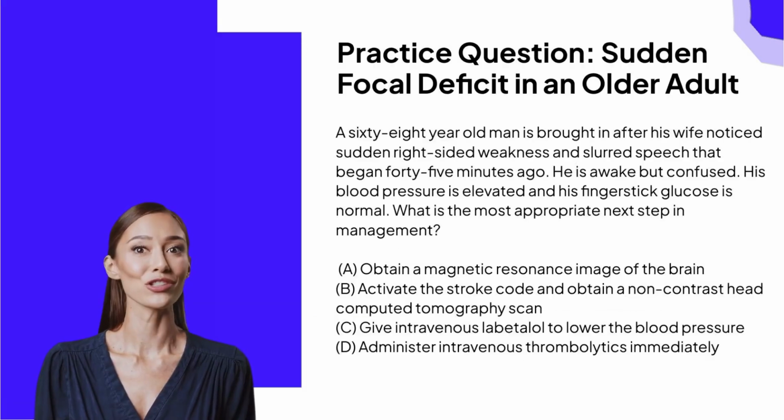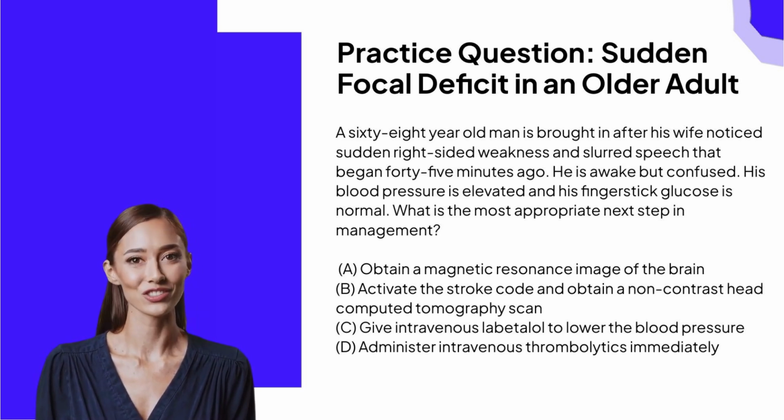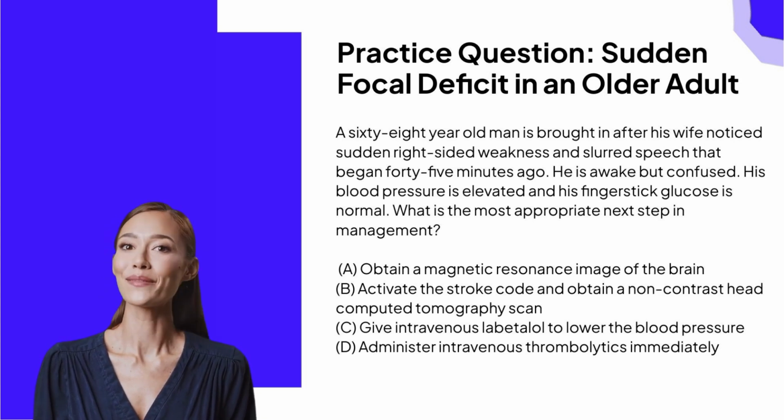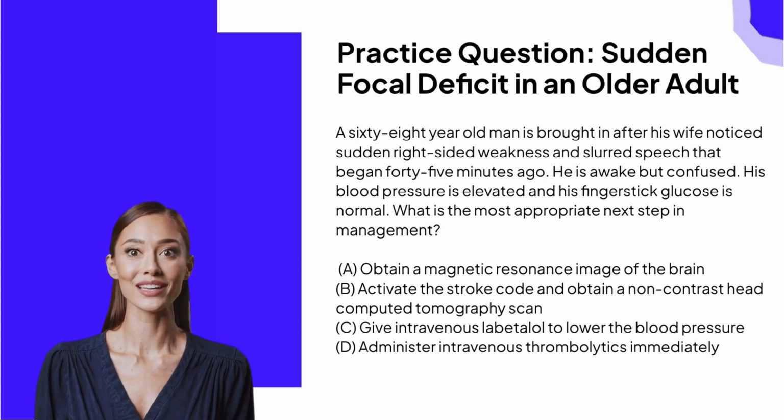Let us work through our first practice question. A 68-year-old man is brought in after his wife noticed sudden right-sided weakness and slurred speech that began 45 minutes ago. He is awake but confused. His blood pressure is elevated and his fingerstick glucose is normal. What is the most appropriate next step in management? Notice that the question already gave you a normal glucose, which is a clue. Take a moment to commit to an answer before we walk through it together on the next slide.